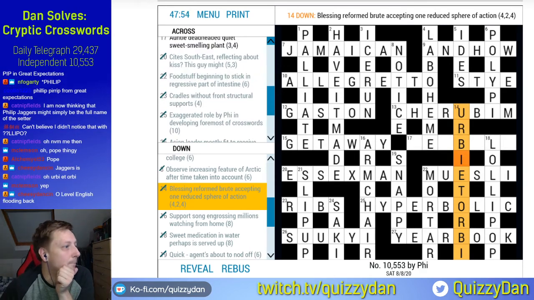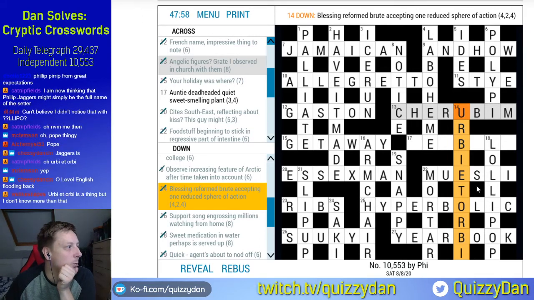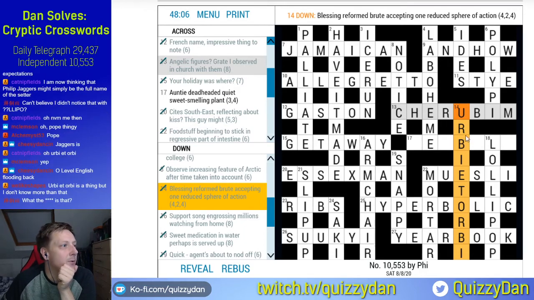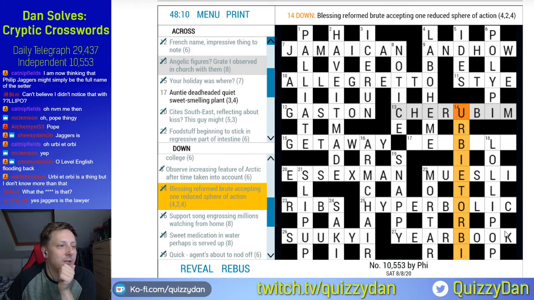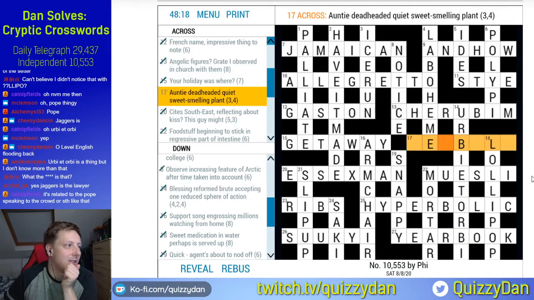So how does this work? Brute is reformed. BRUTE accepting I. And then reduced sphere of action, orbit. Don't quite know where the T... Oh, it comes from there. BRUTE, about the letter I, and then orbit, but the T has gone. So this is a Latin phrase, and it's a blessing. It's a religious thing. 17 across.